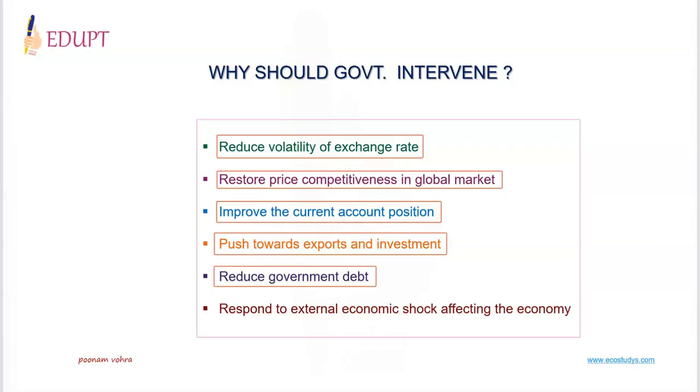So by intervention, by minimizing the volatility of the exchange rate, the government is then in a position to respond to external economic shocks which may affect the economy. So it is essential for the government to intervene in exchange rate determination.